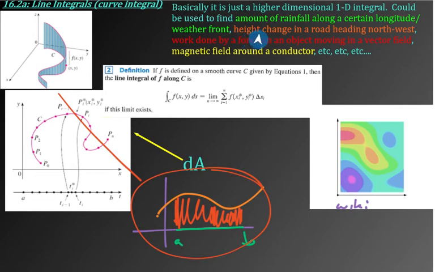You could use it to measure the height change in a road heading northwest or something. So you could use it to just count up along a certain path, elevation gain or whatever. It's involved in work, and we'll talk about that in another video specifically. Work is a physics term, and I'll talk about it when I get to it. But you can use them to calculate the magnetic field around a conductor, and there are so many different things.